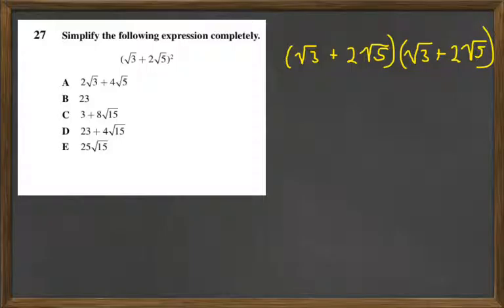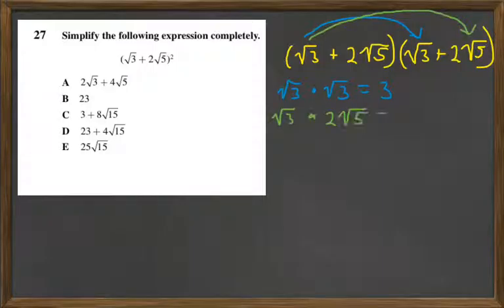So for this we need to use FOIL: first, outside, inside, last, multiplying them all across and adding them all together. Our first one is the square root of 3 times the square root of 3, and that, of course, is just 3.